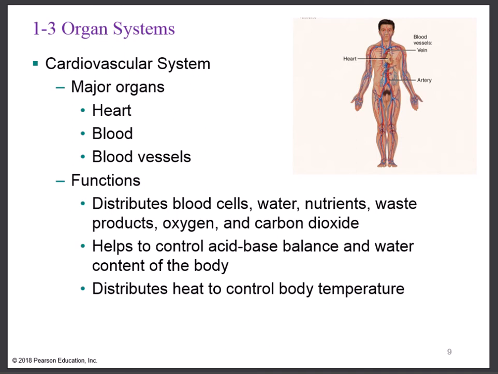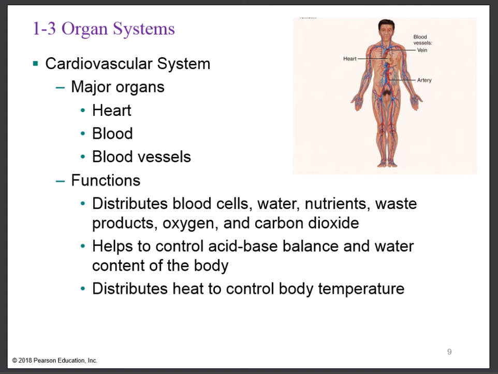The next system is a big one. This is the cardiovascular system. So this includes the heart, all of the blood vessels attached to the heart, and then the blood inside those blood vessels. Right, so those are the major organs. That would be the anatomy.